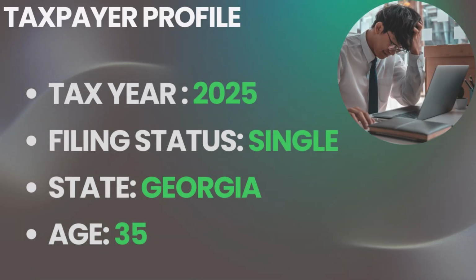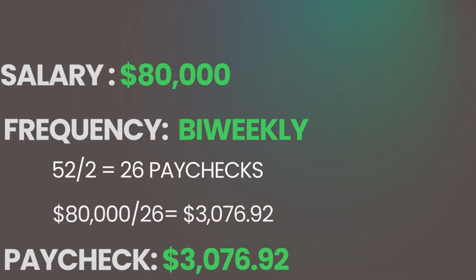To demonstrate how income tax owed is calculated, we're going to use this taxpayer profile. The current tax year is going to be 2025. The filing status will be single, and we picked Georgia, which is a state with income tax, and then age 35, which means he's not yet at retirement age.